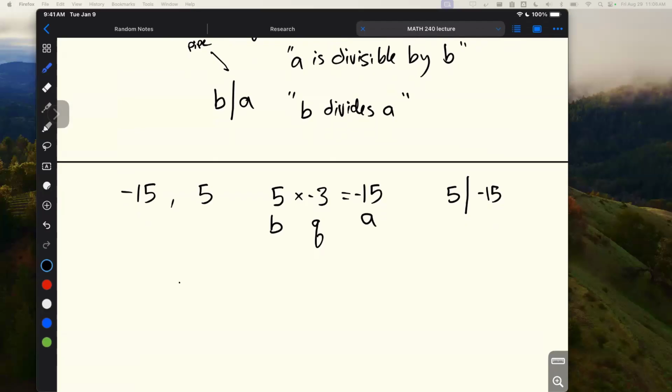If we say, let's consider 20 and 2. Turn to your neighbor. What's A in this situation? What's B? And what's Q? And when you write it, something divides something. What is it? Turn to your neighbor. Talk about it.